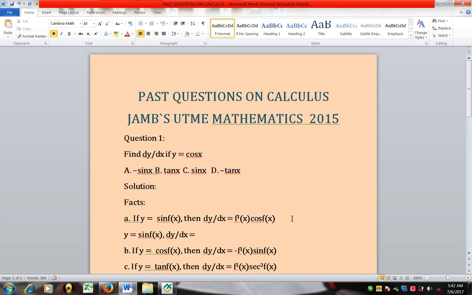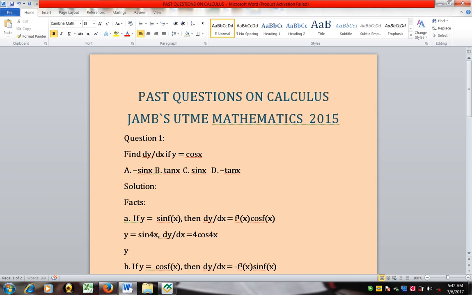That's all. So for instance, if I have sine 4x, the value of dy/dx will equal, look at this function of x, which is 4x here. We differentiate it and we get 4. Then we change sine 4x to cos 4x. That's the derivative for this function.